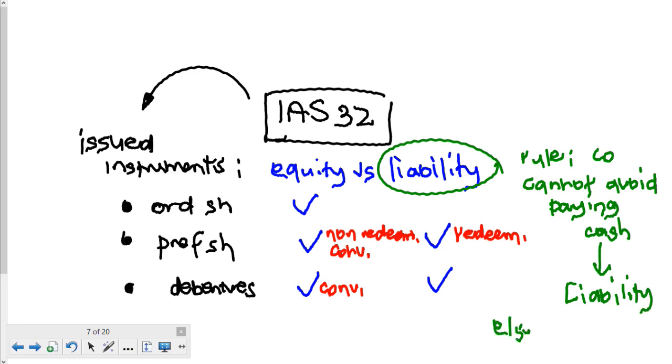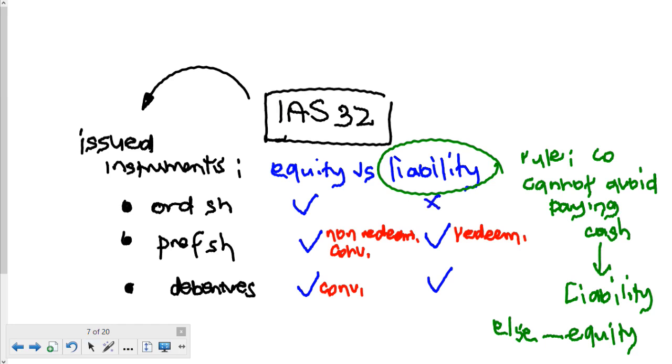Else, it's equity. So liability comes first. We first rule out liability. If we can rule out liability, what we are left with is equity. So that's the general rule in IAS 32. IAS 32 is all about the instruments we issue. Ordinary shares are never liability.